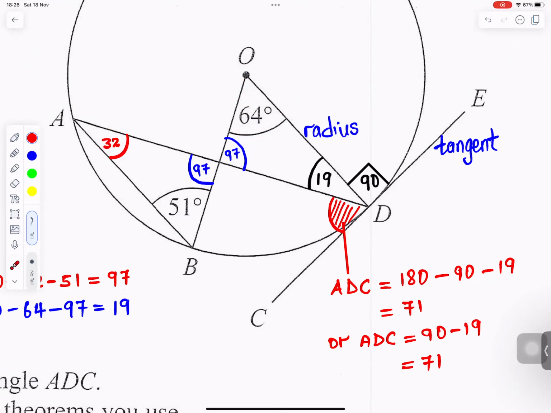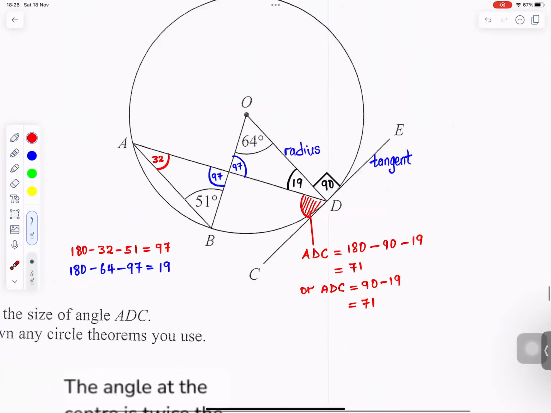So 180 for this triangle, 1, 2, 3. 180 minus 32 minus 51, it gives you 97. So this is 97. These two are vertically opposite, so this is 97, and that will be 97 as well. Vertically opposite angles.